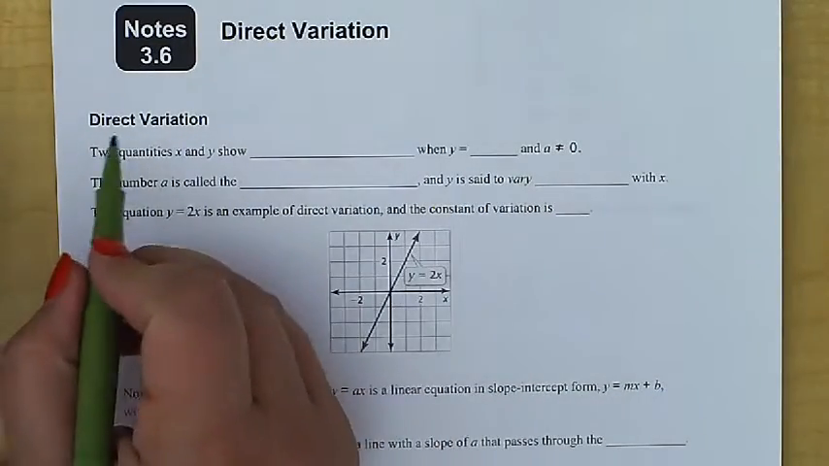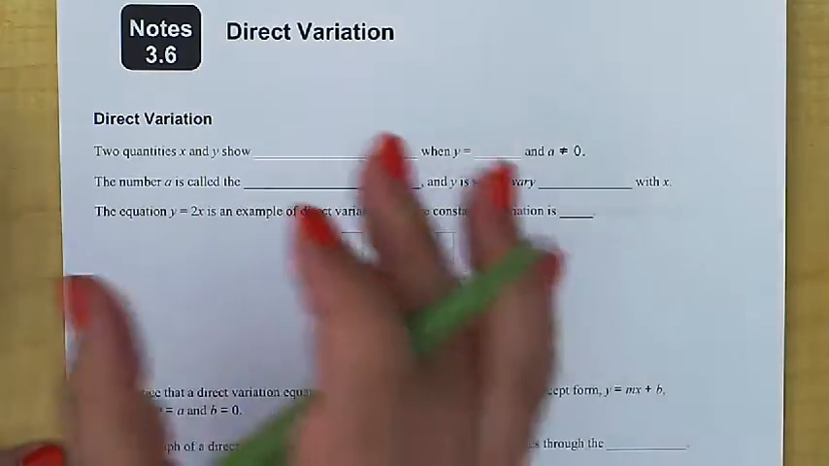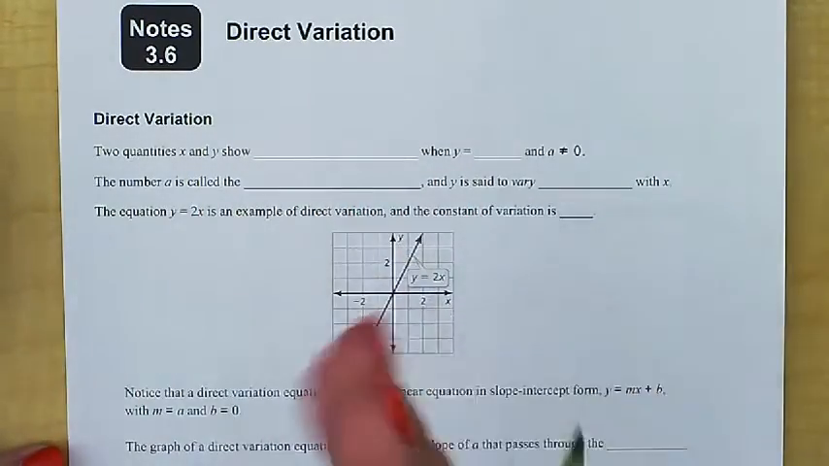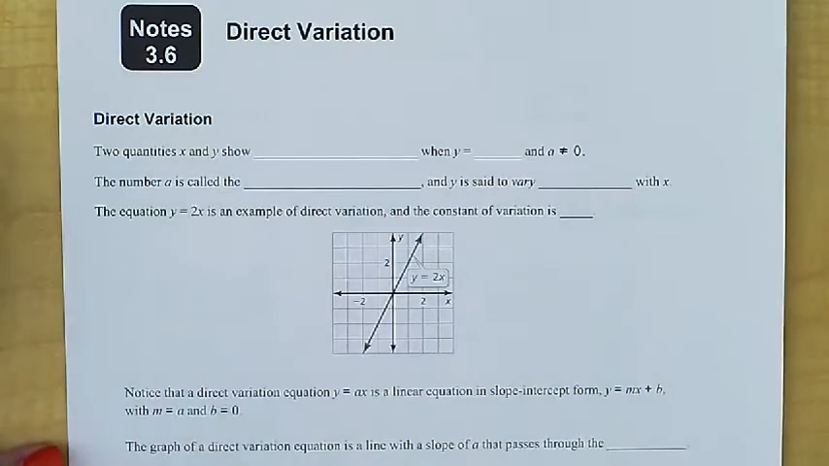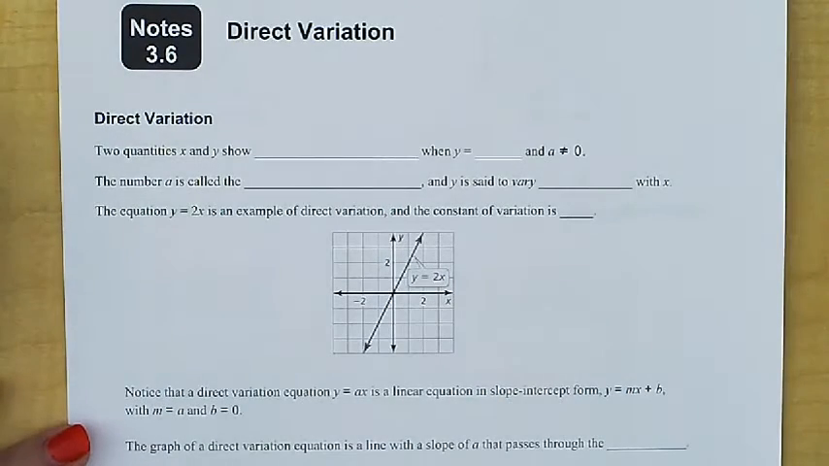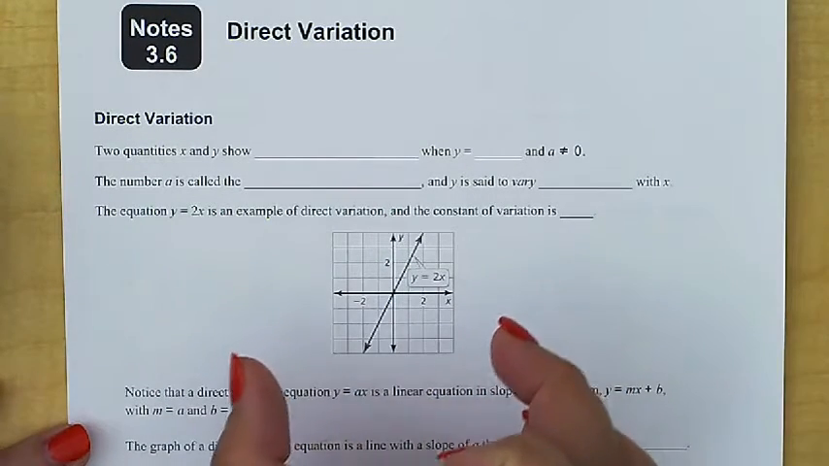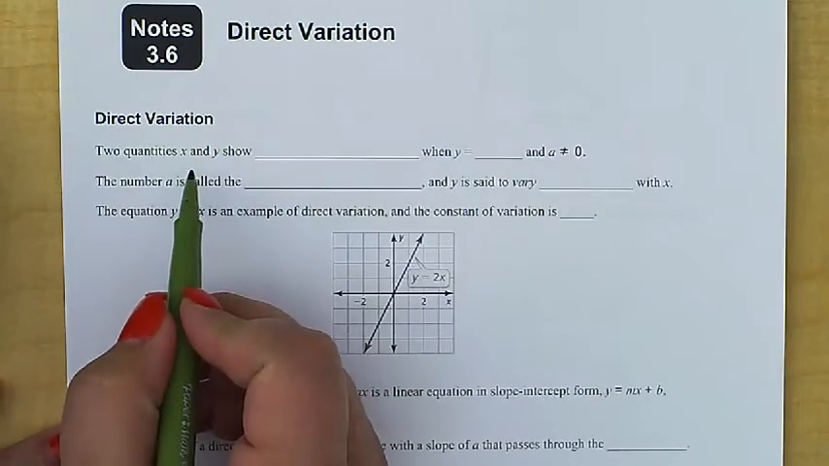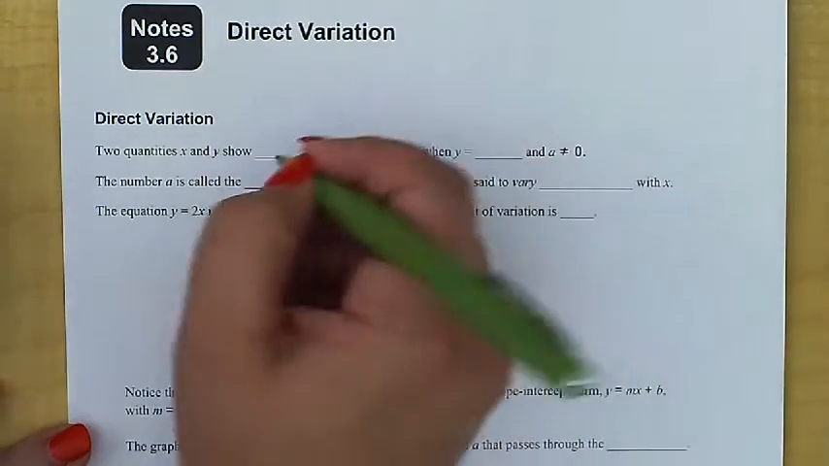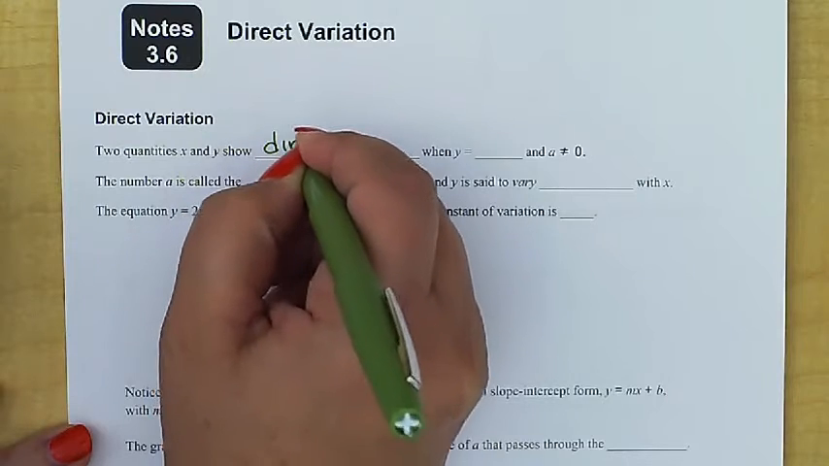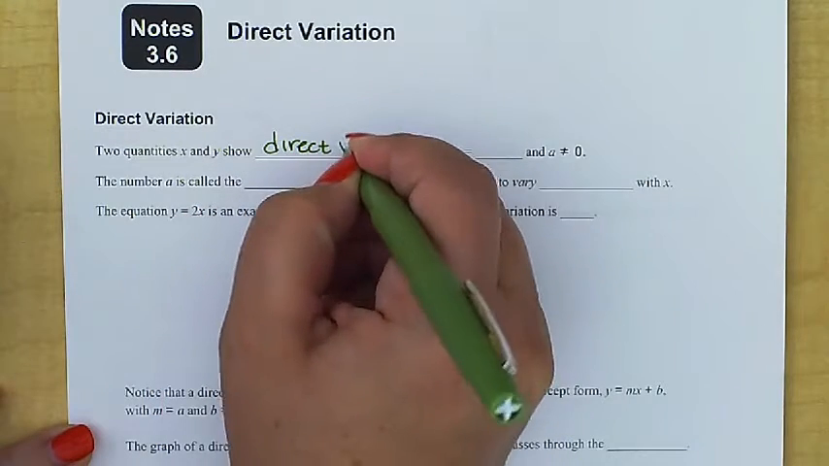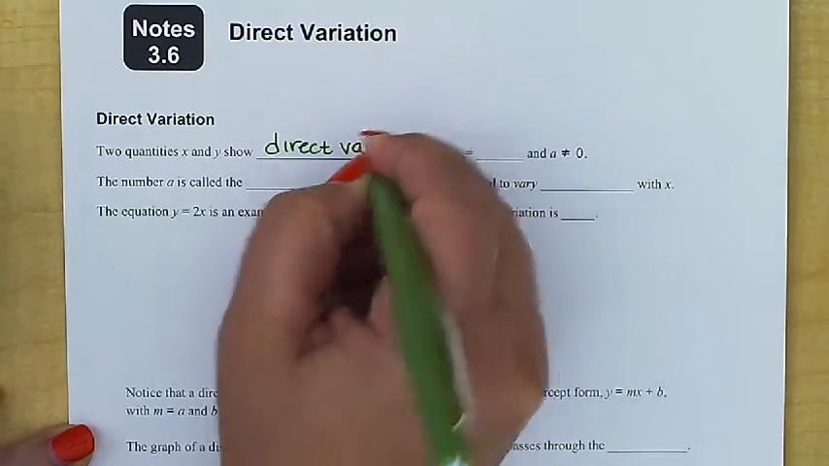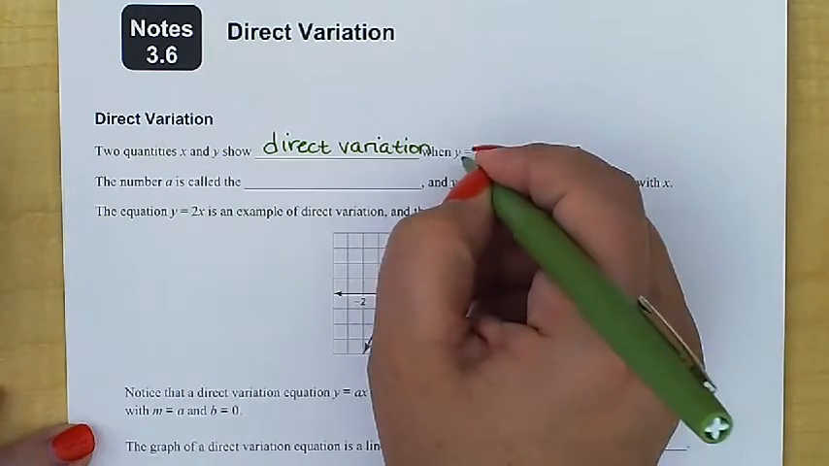So again, it's still a linear equation. It's still a subgroup of the y equals mx plus b linear equation. And so let's define it first, and then we'll talk about what makes this particular set of lines special. So direct variation is when two quantities, x and y, show a direct variation, and that looks like this.